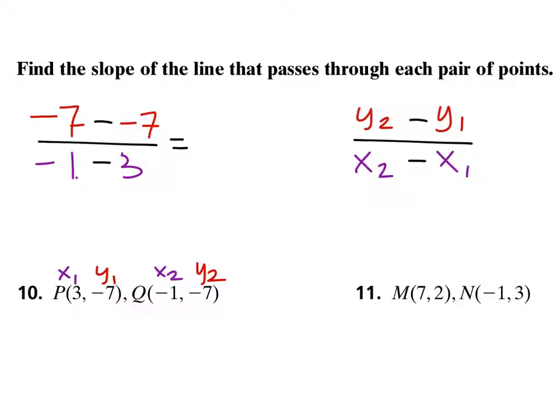So evaluating this, negative 7 minus negative 7 is 0, and negative 1 minus 3 is negative 4. But 0 divided by anything should be 0, so we have a slope of 0. Again, that means that there's no real slope on this line. If we were to graph it, it would be a straight horizontal flat line.